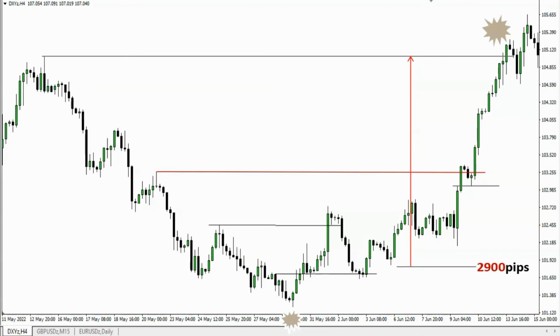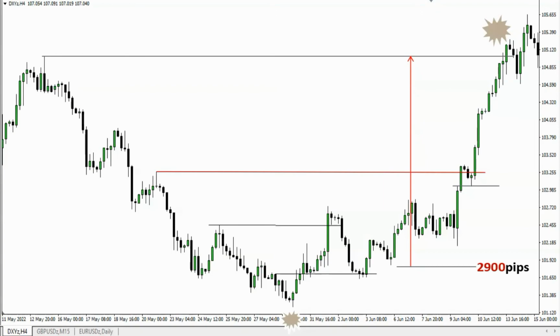So depending on the risk management or the risk appetite that you have, or your trading capital, that determines how much you would have made on this particular move just by understanding institutional order flow. So you see the power of knowing where smart money is actually moving price to. It's very, very important to really know this.